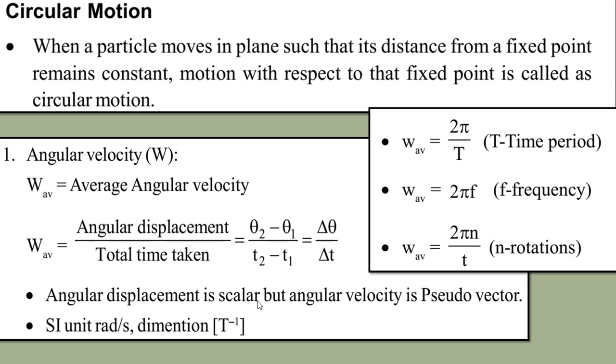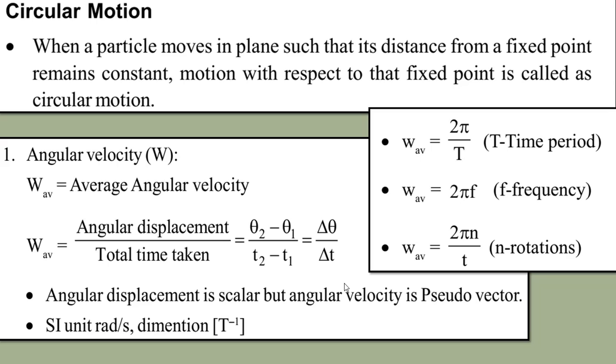Then circular motion. When the particle path is circular, when a particle moves in a plane such that its distance from a fixed point remains constant, the motion with respect to that fixed point is called circular motion. So its distance from the fixed point remains constant.